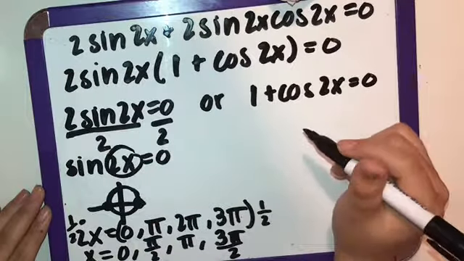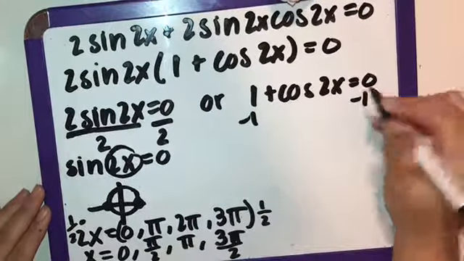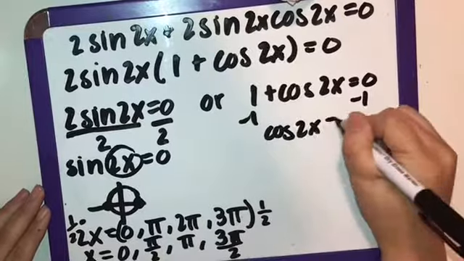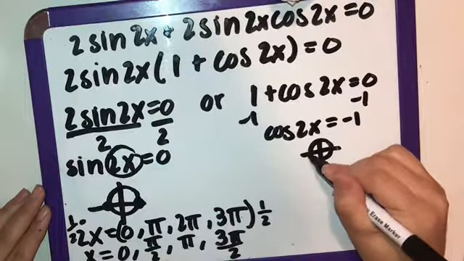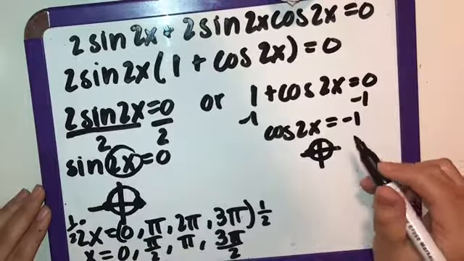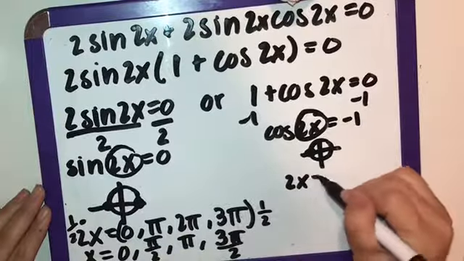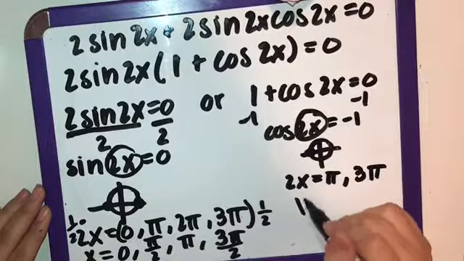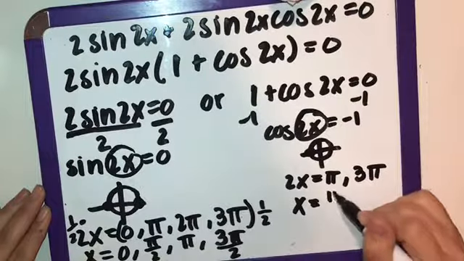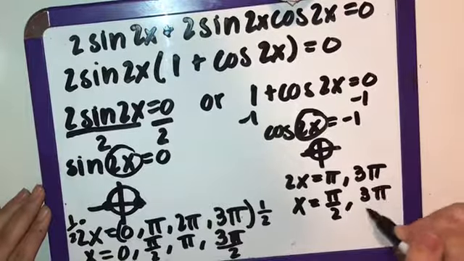Let's continue with the equation 1 plus cosine 2x equals 0. We can subtract 1 on both sides and have the equation cosine 2x equals negative 1. We can refer to the unit circle where between 0 and 2 pi, cosine 2x equals negative 1 would be at pi. We also need another revolution. Therefore, cosine 2x is also negative 1 at 3 pi. We have 2x equals pi and 3 pi. So we have to isolate x once again by multiplying by 1/2 on both sides. So we end up with x equals pi over 2 and 3 pi over 2.